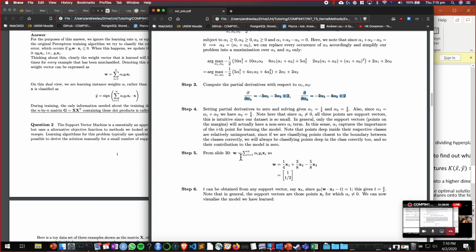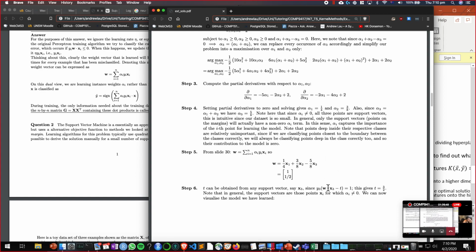cool. And this is what the weight vector is. The weight vector, notice how it's made up of all the observations, right? And this gives us the weight. So what is this saying here? So this is saying here that our weight vector is made up of 1 of the first guy and half of the second guy, right? Which means that they are support vectors.